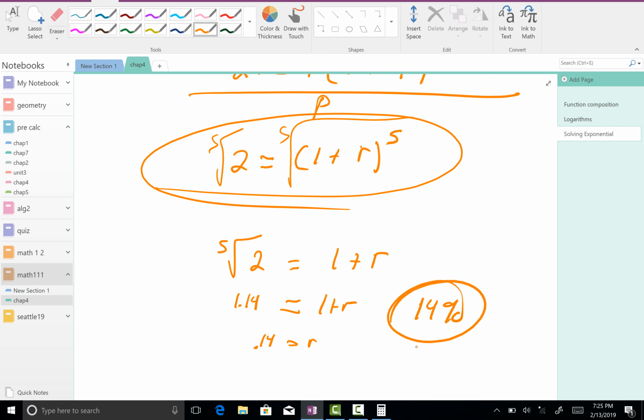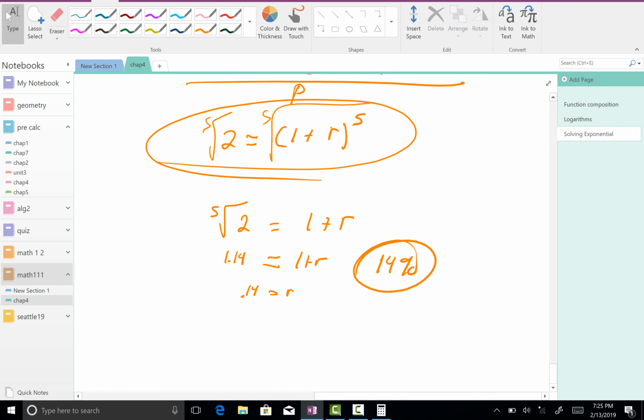Okay. The rule of 72 breaks down when you're dealing with higher rates, though. Okay. If we took 72 divided by 14, probably not going to get 5. It breaks down a little bit there.